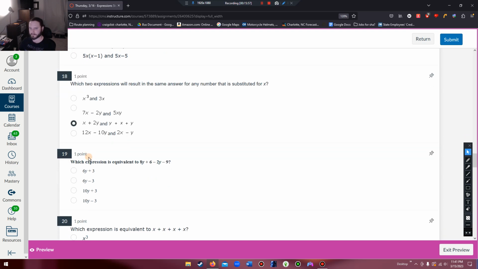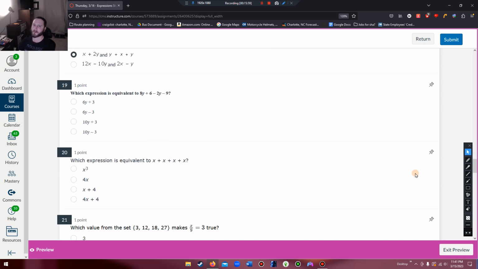That one was right. For number 19, we are combining like terms for this. We have 8y, and we have minus 2y, so 8y minus 2y would be 6y. Then we have 6, and we have minus 9, so we have a positive 6 minus 9.